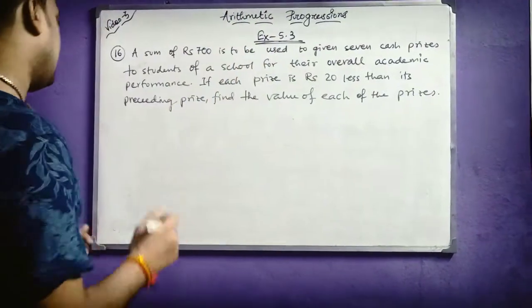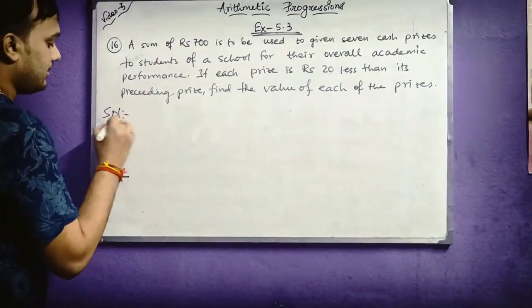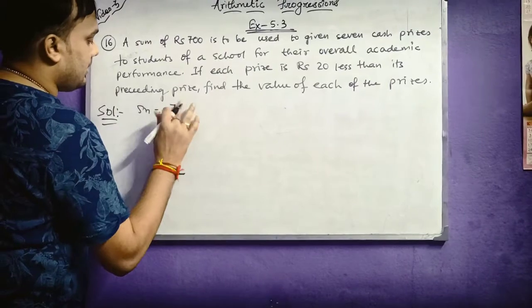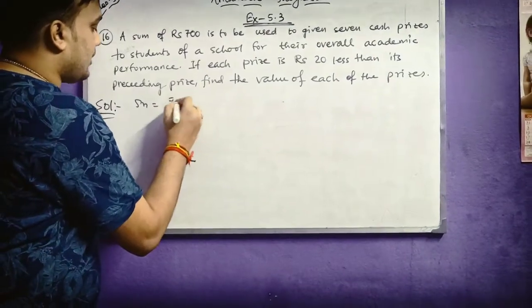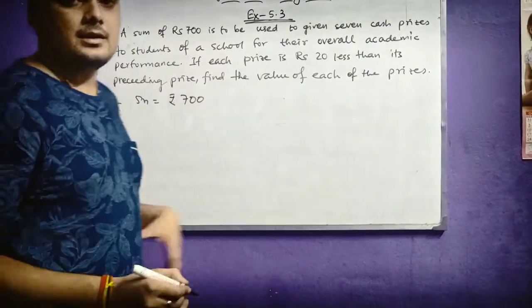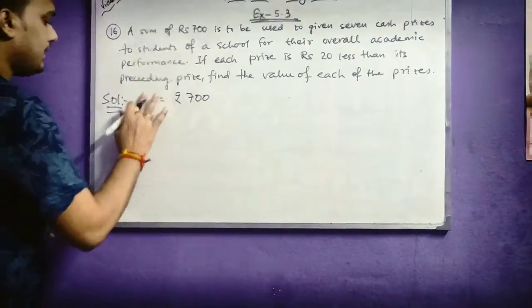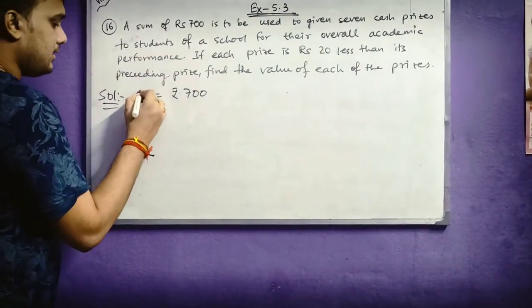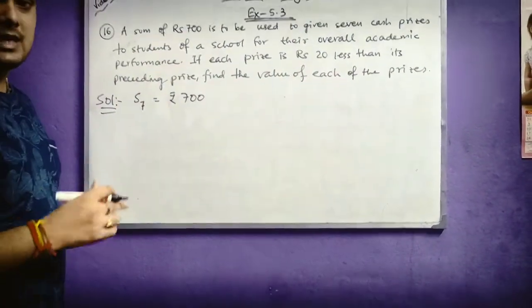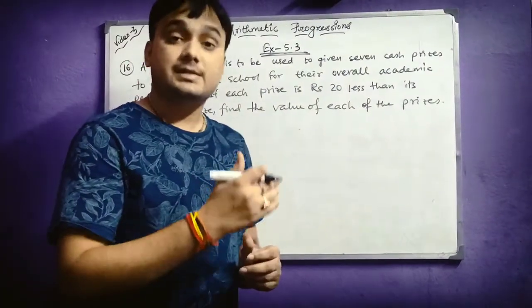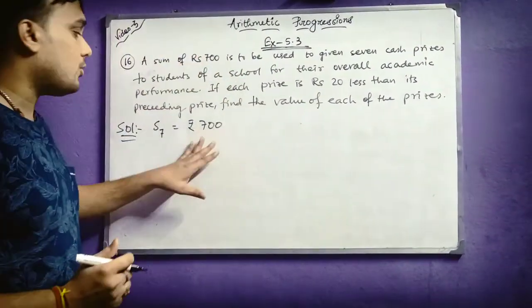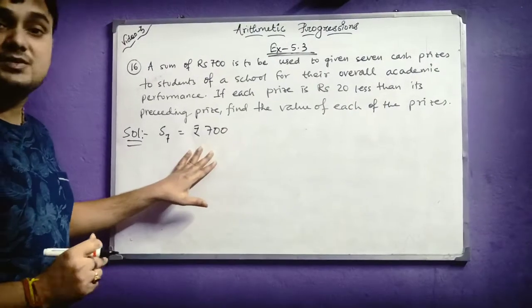This means that what will be Sn then? Sn will be rupees 700, because what do you mean by Sn? Sn means, I can write S7 instead of Sn, because I have to purchase 7 prizes. So the total cost of those 7 prizes is to be rupees 700.